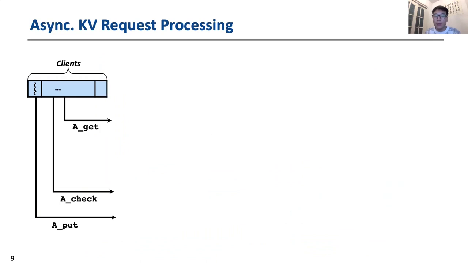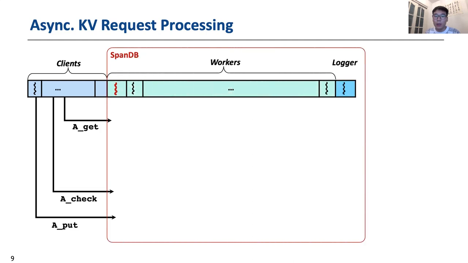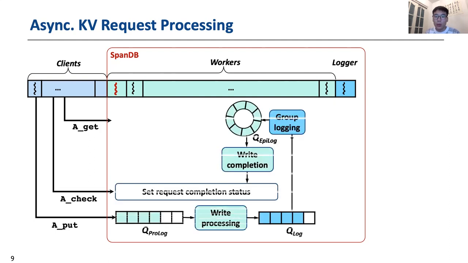First, with faster I/O, it's no longer feasible to do thread context switches or keep many threads spinning on I/O. SpanDB adopts async request processing to reduce synchronization by expanding RocksDB APIs: AGet and APut for async KV requests and ACheck for checking their status. SpanDB pins one thread to each core, divided into client and server roles whose numbers are configurable. The server threads are internally partitioned into workers and loggers, with loggers dedicated to log writes and workers dynamically assigned to different tasks, both foreground and background. So we don't have time to go into the details.